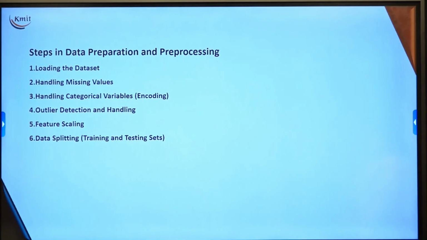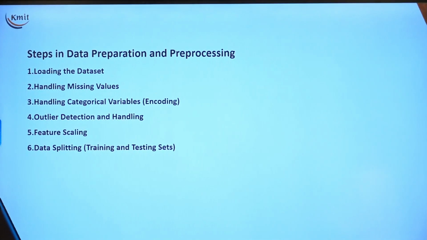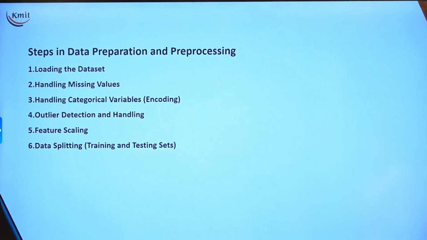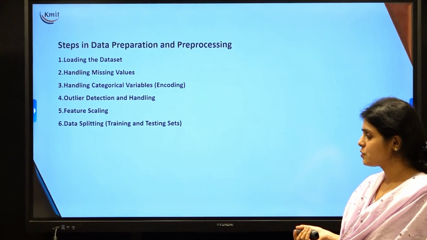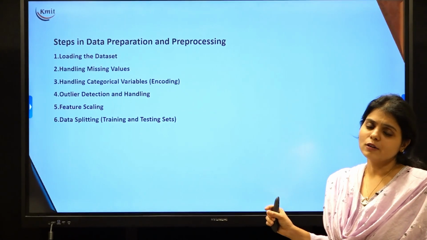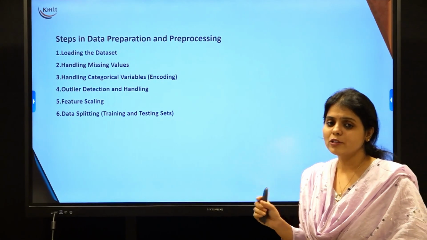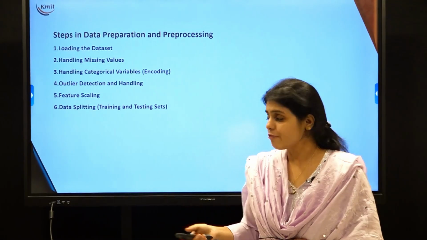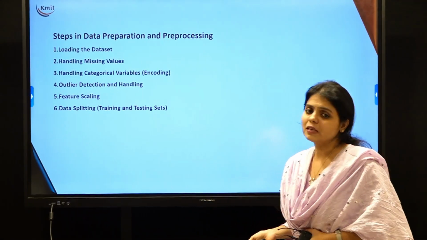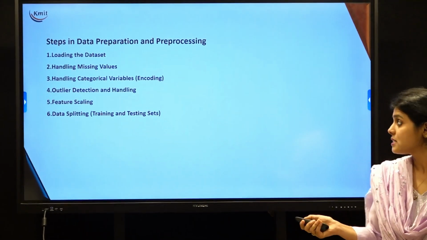Okay, so today in this session I would like to talk about how we pre-process the data by loading the data set, how we handle missing values, how we do encoding, that is handling categorical variables, how we detect outliers and handle them, how we do feature scaling, that is giving equal importance to all the features despite the values that they have, and then how we do data splitting, that is training and test data.